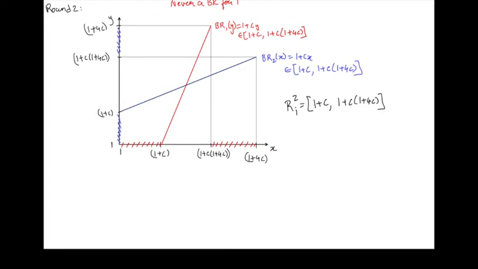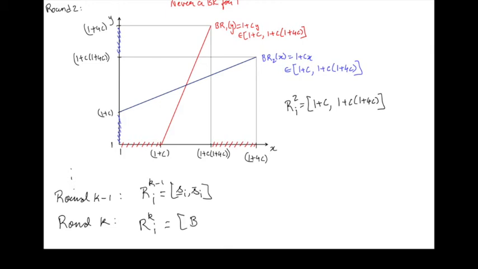In general, if we've done this for some rounds, after round k minus 1, we would have some interval r_{k-1} for player i. So we would have some lower bound and some upper bound on the strategies that player i could play. What you'll find is that when you do the kth round, the interval r_k is just the best response for i to the lower bound for player j, to the best response for i to the upper bound for j.